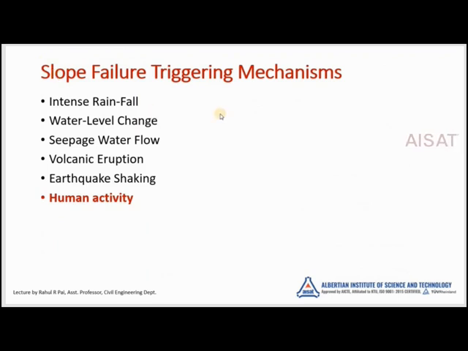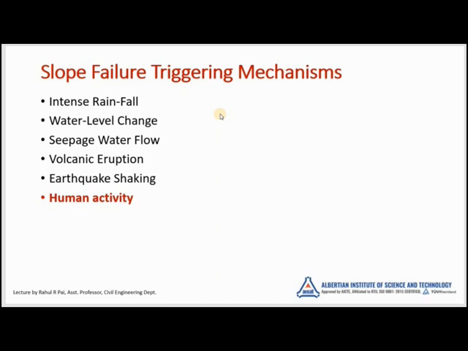Now let us see the slope failure triggering mechanisms. The first one is intense rainfall. Whenever there is very high rainfall, it will cause problems at the surface, and there will be poor surface drainage. All such issues lead to slope failure, and soil erosion happens. So that is one reason.